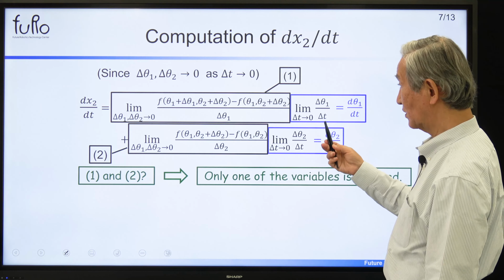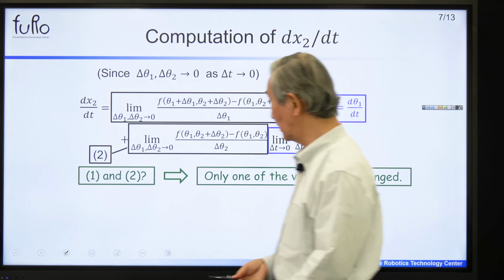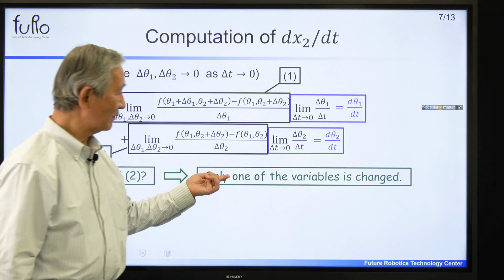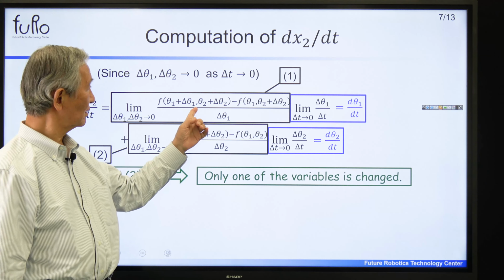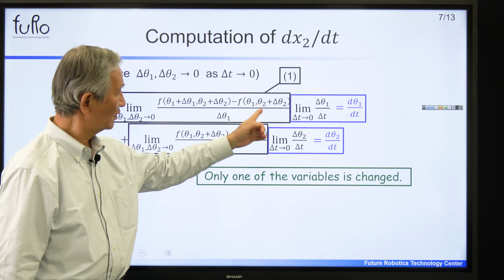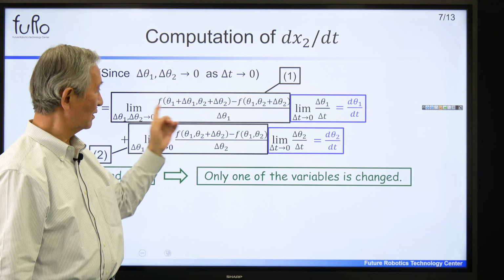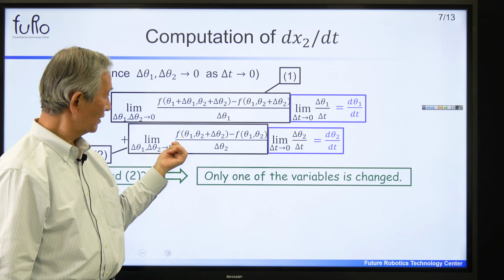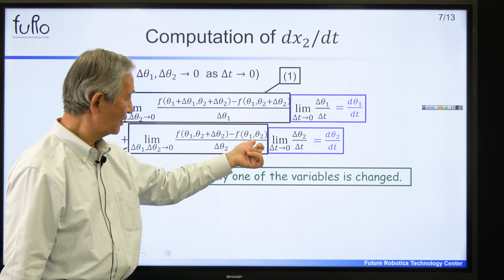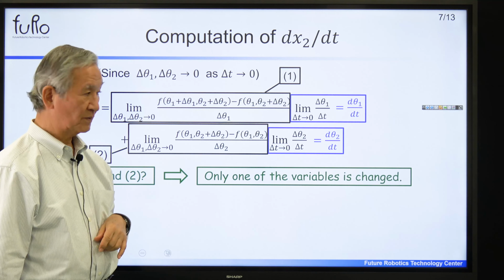And if you look carefully at those terms 1 and 2, only one of the variables is changed. Here, theta 2 plus delta theta 2 is not being changed. Only theta 1 is changed, from theta 1 to theta 1 plus delta theta 1. Here, theta 1 is not changed. Theta 2 is changed.